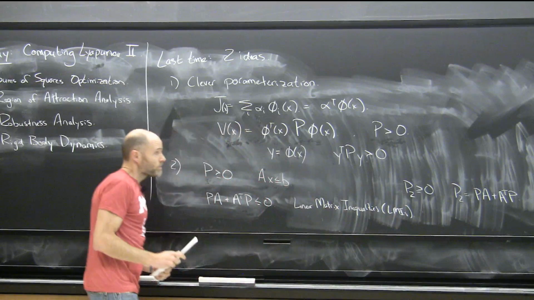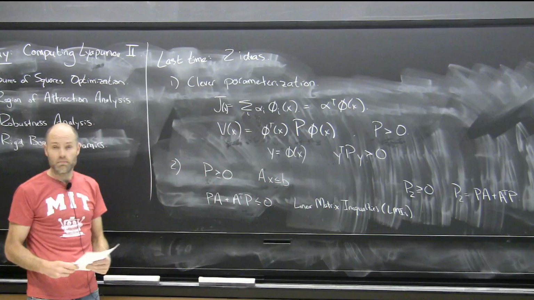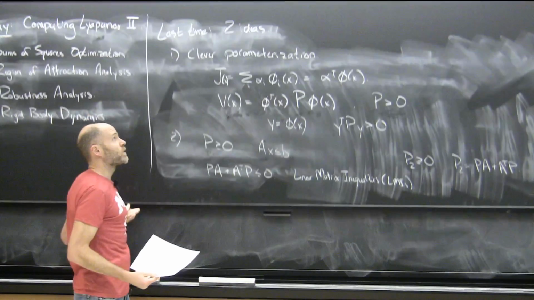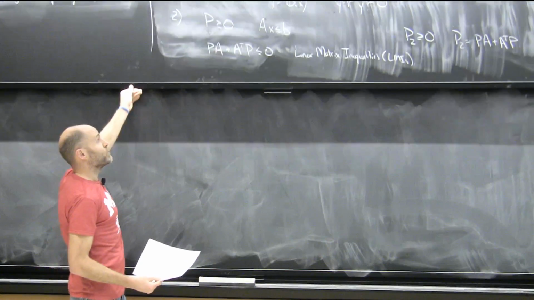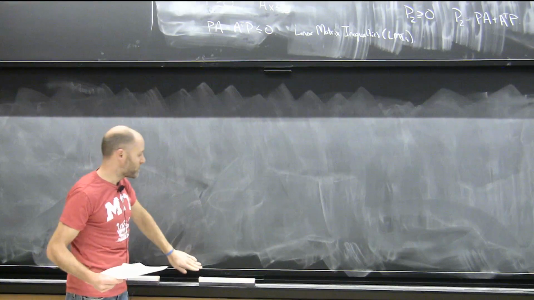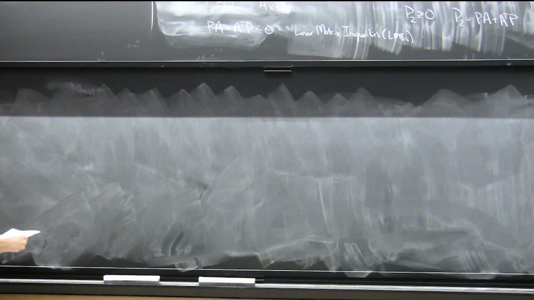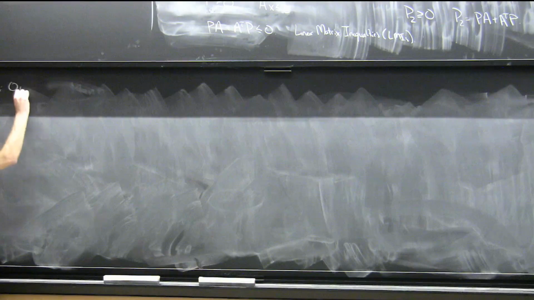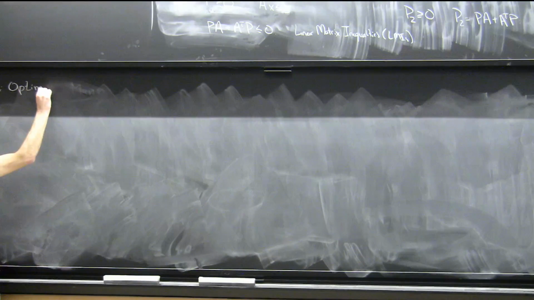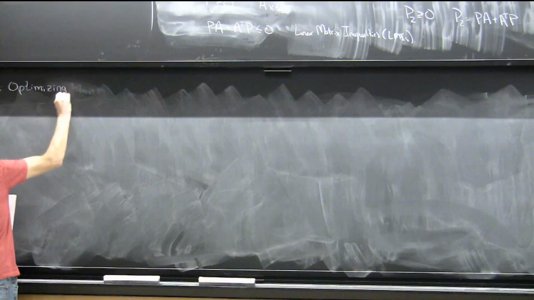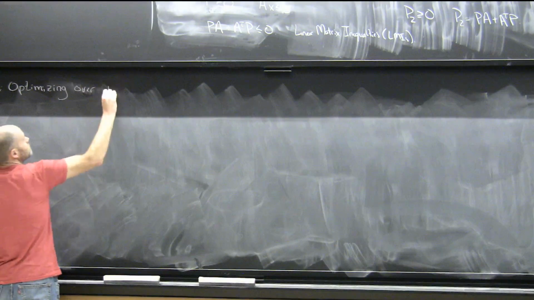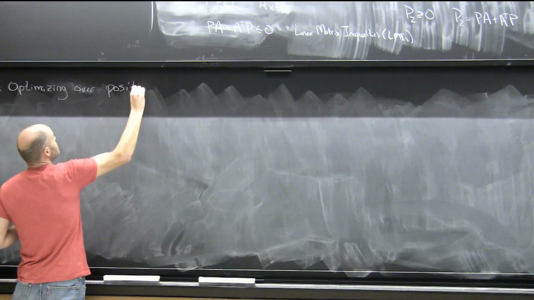It turns out you can't always do that, but one place we get really far, both with our theory and our numerical algorithms, is with polynomials. So the idea for today now is optimizing over positive polynomials.